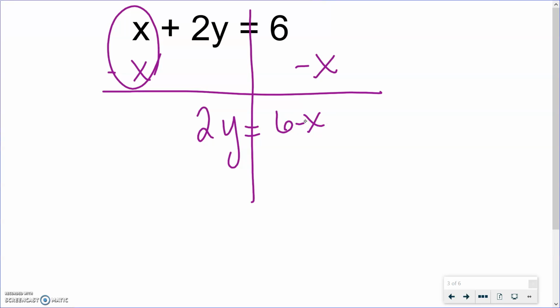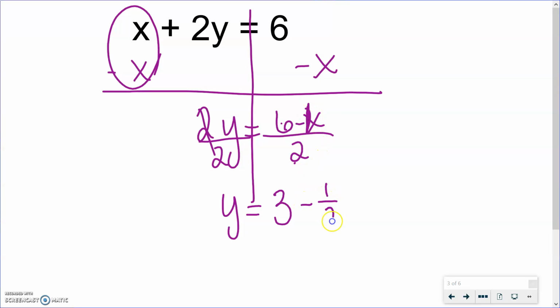But now we have to divide to get rid of that 2 in front of our y term. So we have to divide every term by 2. Okay, so the 2's cancel out here, and we're just left with y equals 6 divided by 2 is 3. And this is really like having 1x right here, because it's minus x. So minus 1 divided by 2, we're just going to leave it as a fraction, is minus 1 over 2x.